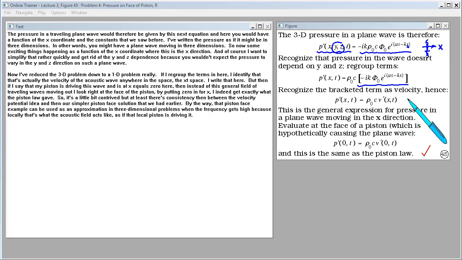I write that here. But then if I say that my piston is driving this wave and is at x equals 0 here, then instead of this general field of traveling waves moving out, I look right at the face of the piston by putting 0 in for x, and I indeed get exactly what the piston law gave. So it's a little bit contrived, but at least there's consistency between the velocity potential idea and our simpler piston face solution that we had earlier. By the way, that piston face example can be used as an approximation in three-dimensional problems when the frequency gets high, because locally that's what the acoustic field acts like, as if that local piston is driving it.